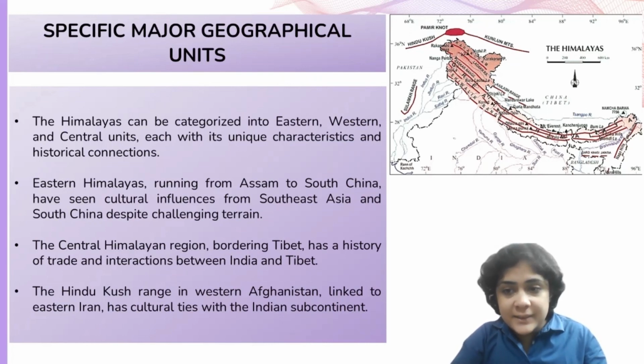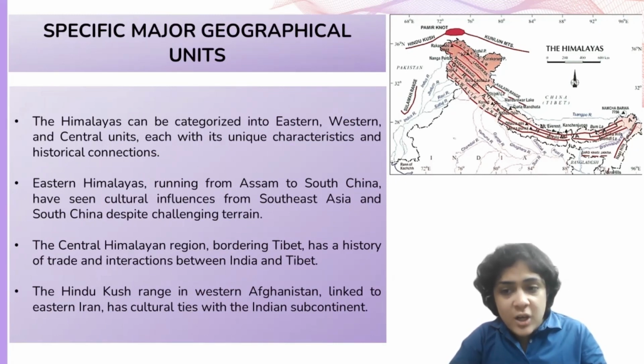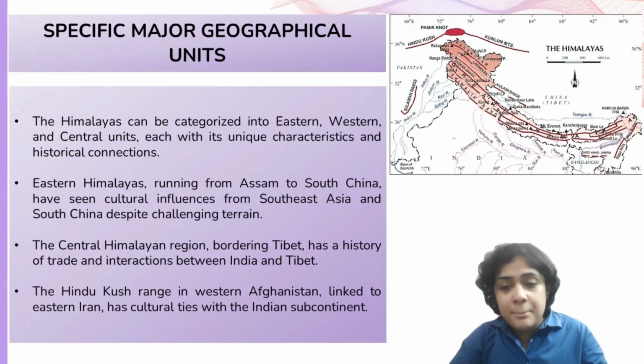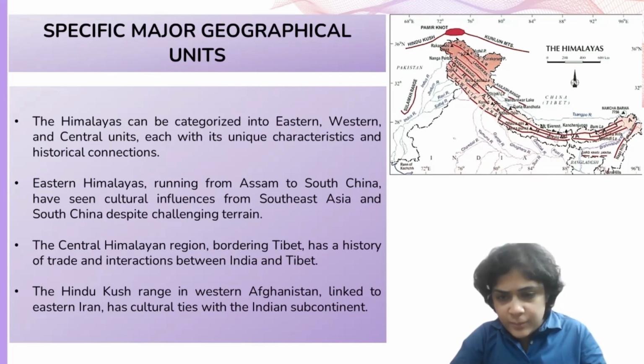The Eastern Himalayas, extending from Assam to South China along the east of the Brahmaputra River. Despite challenging terrain, cultural influences from Southeast Asia and South China have flowed into this region during prehistoric and historical periods. The central Himalayas, stretching from Bhutan to Chitral and bordering the Tibetan Plateau. Trade and other interactions have historically occurred between India and Tibet along this frontier.